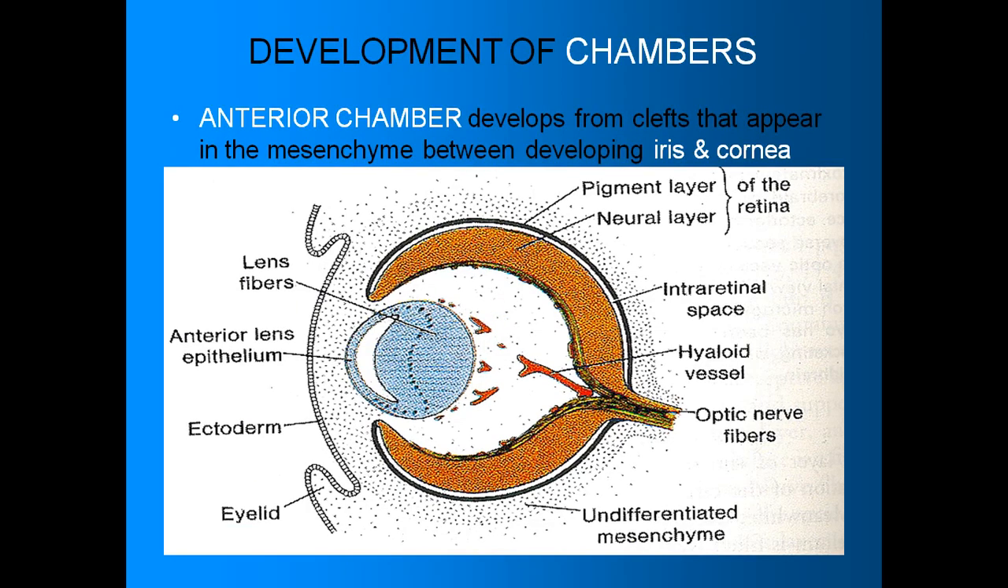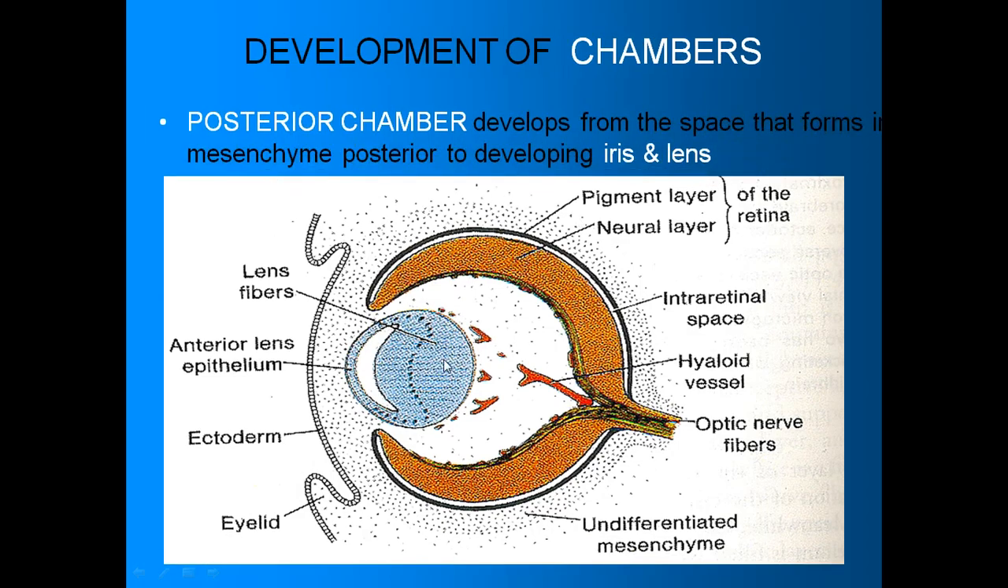Come to the development of chambers of the eye. There are two chambers, anterior chamber and posterior chamber. Both are in front of the lens. Anterior chamber is that portion between the cornea and the iris. Future iris will come here. Posterior chamber is that chamber between the iris and the lens. So the anterior chamber is a cleft developed between the iris and the cornea, whereas the posterior chamber is a cleft between the iris and the lens. So it is developed from the adjacent mesoderm.